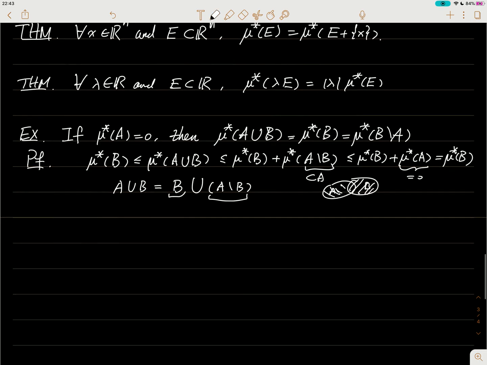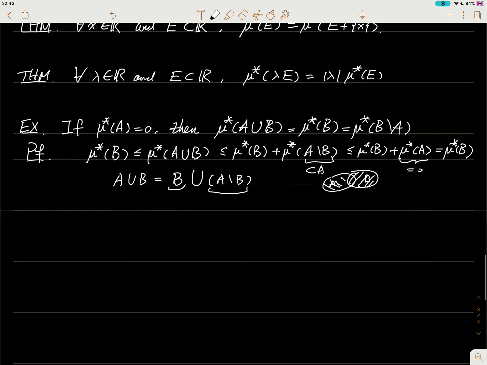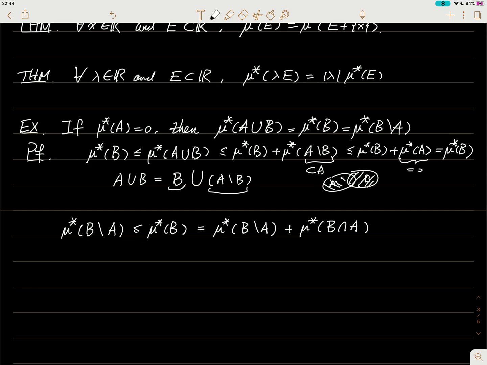The second one, we want to show the second equality. Okay, so mu star of B minus A, on the one hand, I know that it must be less than or equal to mu star of B, because B minus A is a subset of B. On the other hand, same as before, we know that mu star of B is less than or equal to mu star of B minus A plus mu star of the intersection of B and A.